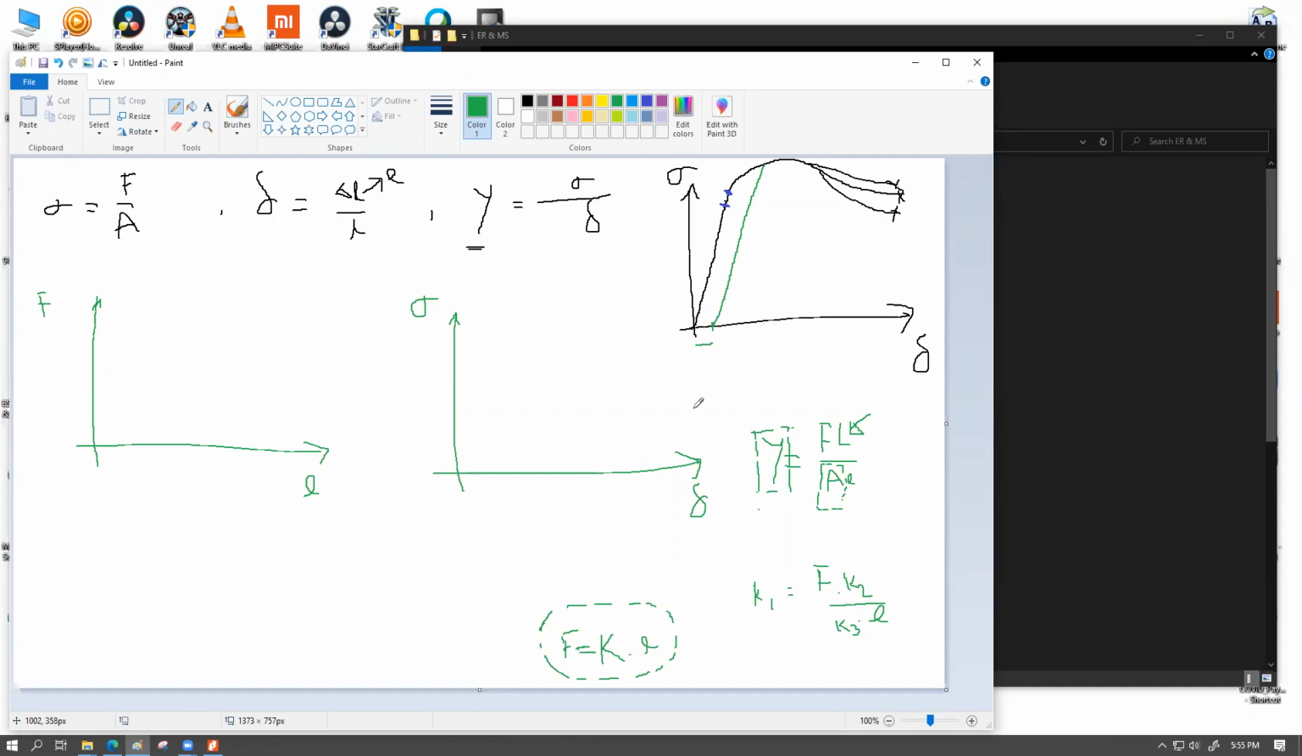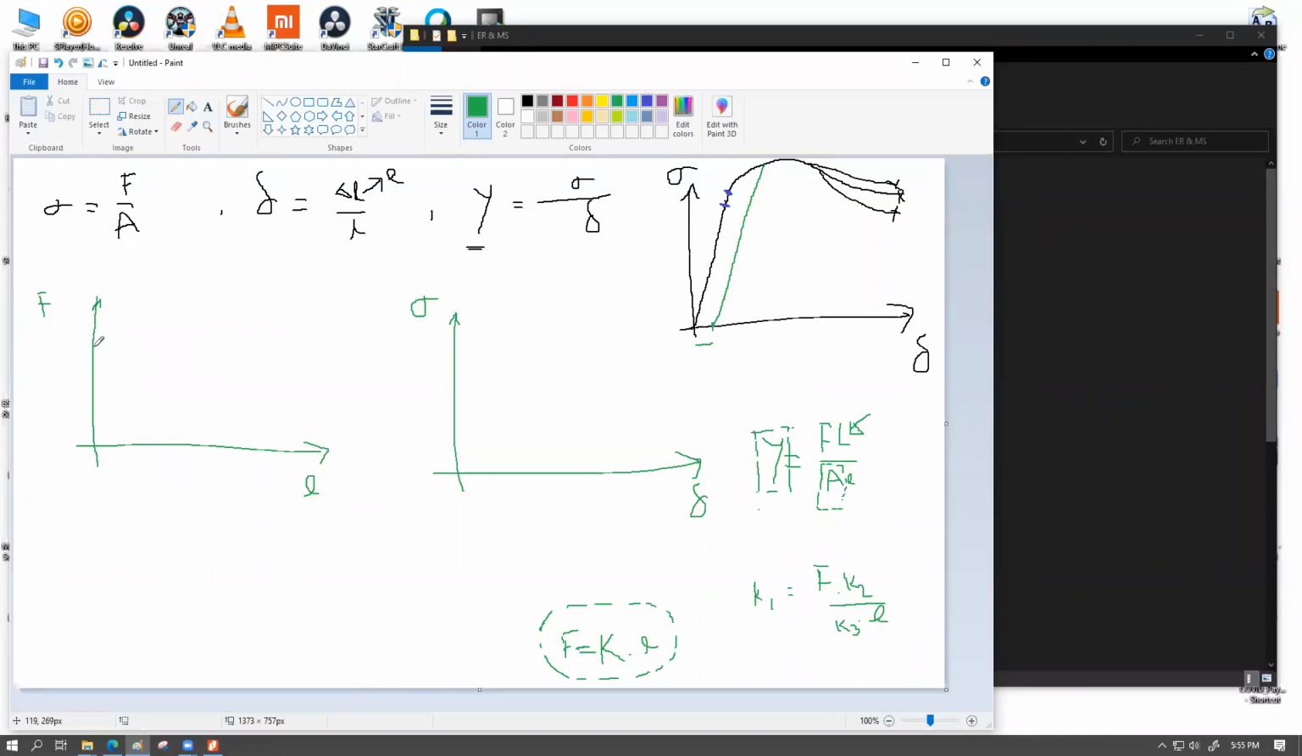There are multiple differences over here. The gradient of this graph is what we call the spring constant, which is the output of Hooke's law. The gradient of this graph is what we call the Young's modulus for the straight line part. The area under this graph gives us actual energy.